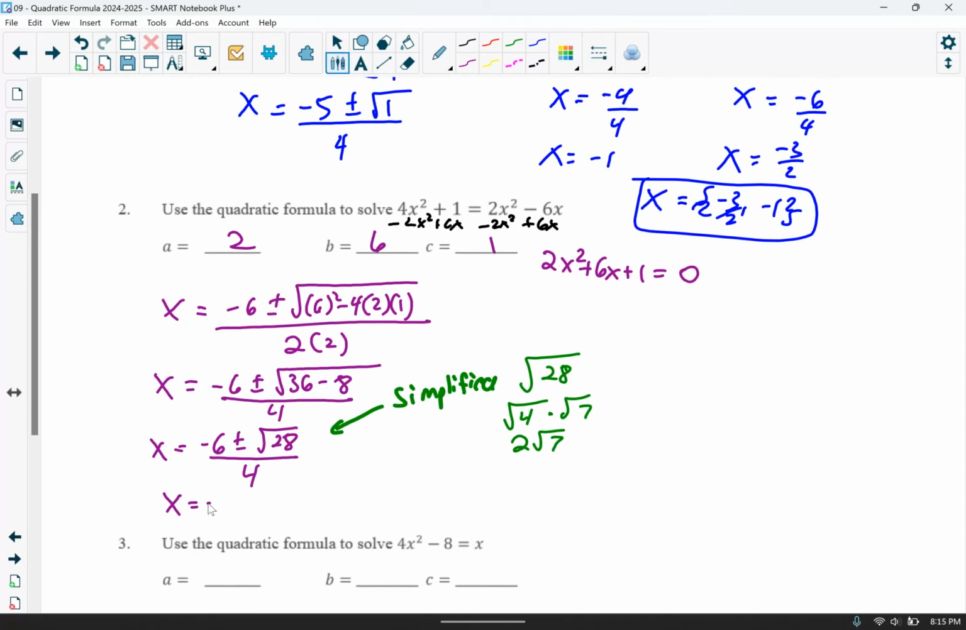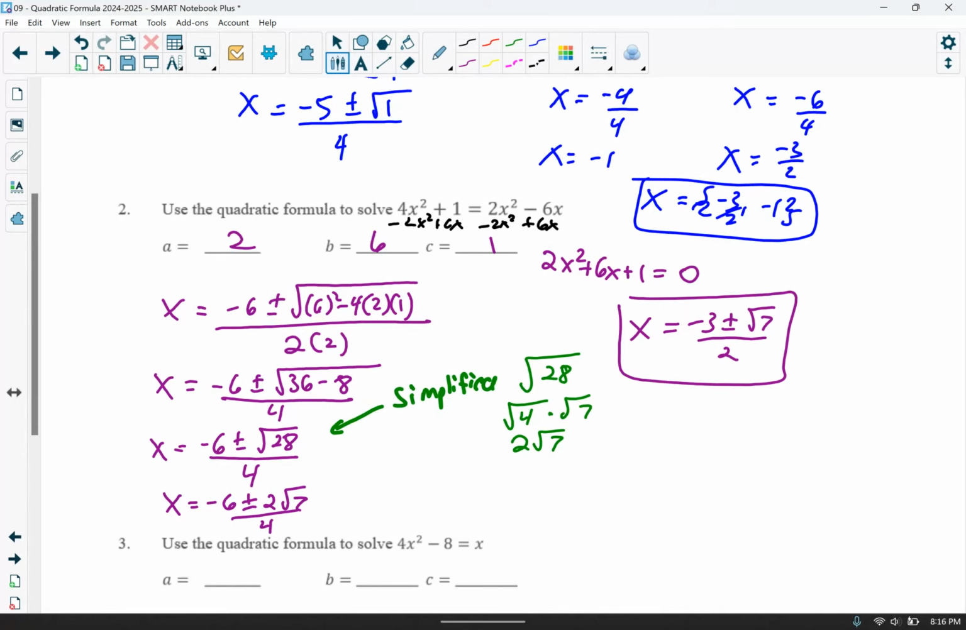So we're going to say x equals negative 6 plus or minus 2 rad 7 over 4. Now that's something we can reduce, right? Each is divisible by 2. So we're going to divide both by 2 to get negative 3 plus or minus square root of 7 over 2. Because negative 3 and square root of 7 aren't like terms, those can't be combined, we can just leave it as negative 3 plus or minus the square root of 7 over 2. Okay, if you want to write it out into the two cases, you can.